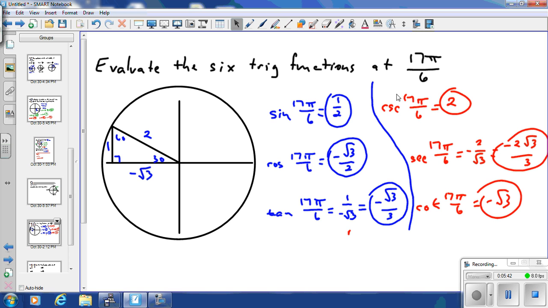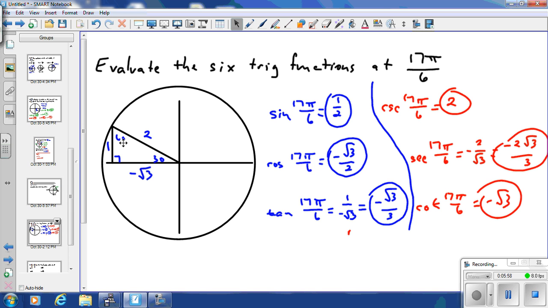So that's how we'll find the 6 trig values at basically anywhere, no matter how many times we've wrapped around this circle. We should be able to use the fact that the period is 2 pi, or we can just count the way I did. Pi over 6's, and you count 17 of them out.